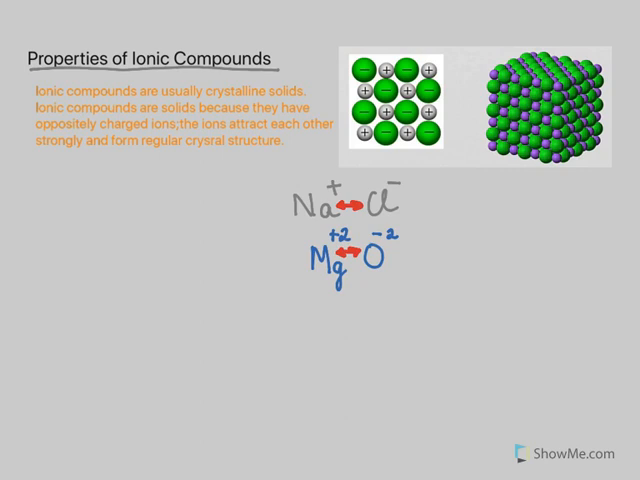So all ionic compounds are made up of ions. Ions are positively charged, called cations, and negatively charged, called anions. In this case, sodium was a cation because it was positively charged, and magnesium was also a cation. The anions here were chlorine and oxygen. So ionic compounds are compounds that are formed of ions. Today we will learn the properties of ionic compounds.